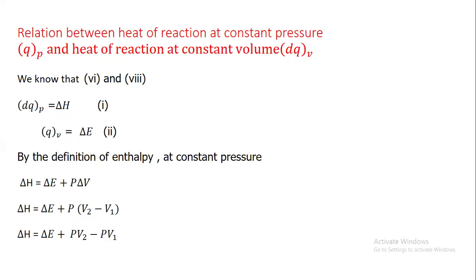By the definition of enthalpy at constant pressure, delta H equal to delta E plus P delta V. So we can change delta V to V2 minus V1. So delta H equal to delta E plus P V2 minus P V1.